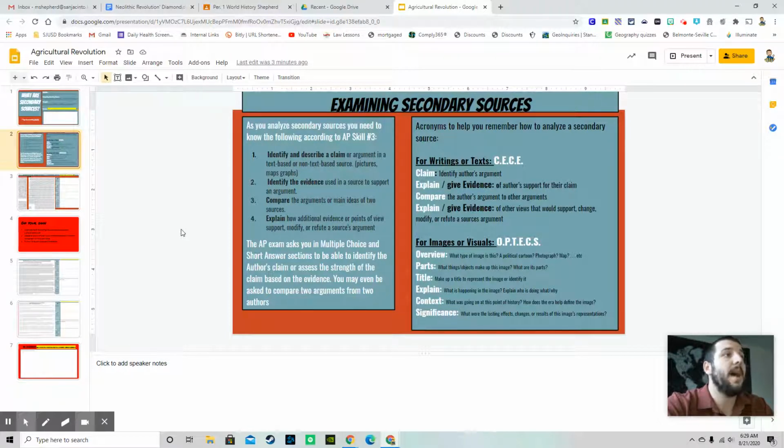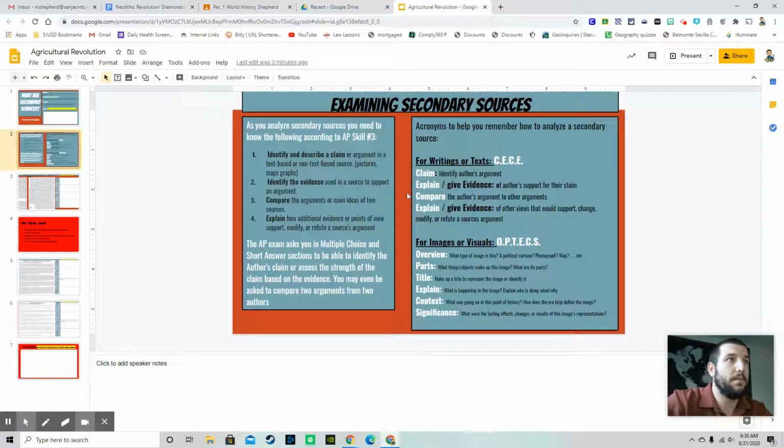The AP exam asks you in multiple choice and short answer sections to be able to identify the author's claim or assess the strength of the claim based on the evidence. You may even be asked to compare two arguments from two different authors, which is something that you're going to be doing today. Some acronyms to be able to understand and analyze secondary sources is what we call our CECE acronym and our OPTICS acronym. CECE is for written text, where OPTICS is for visuals or images.